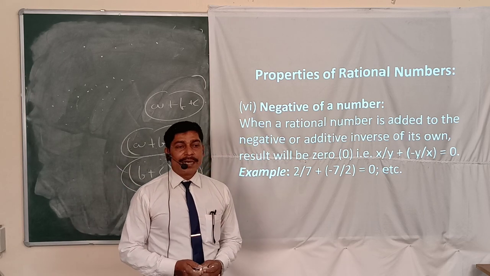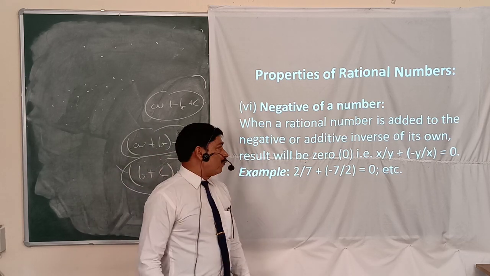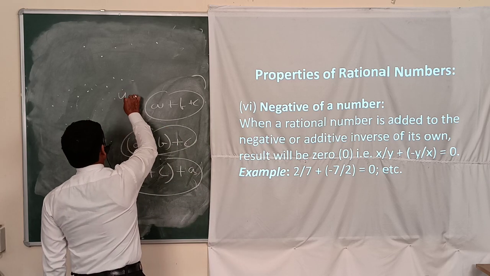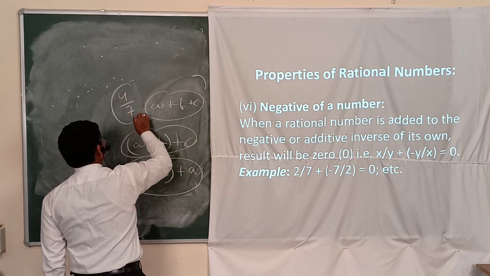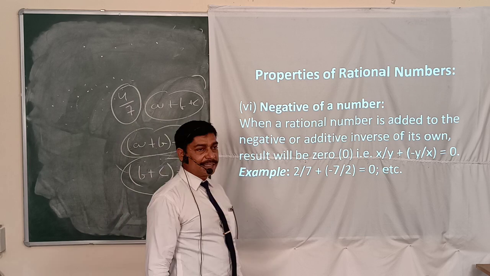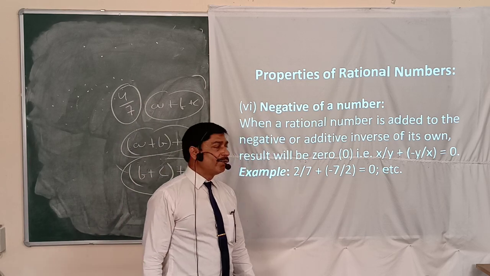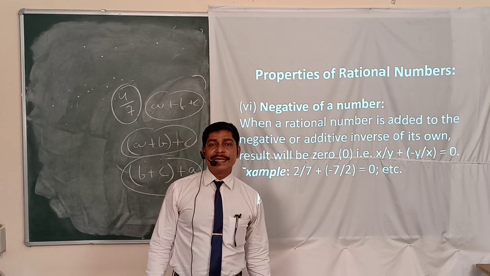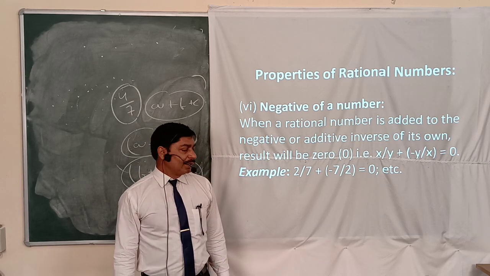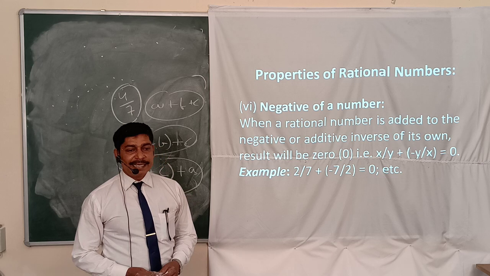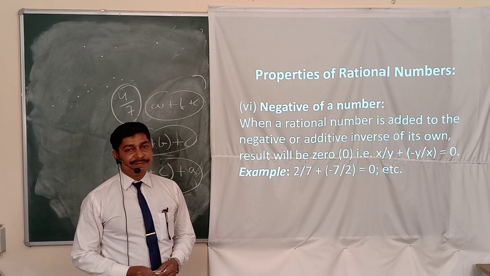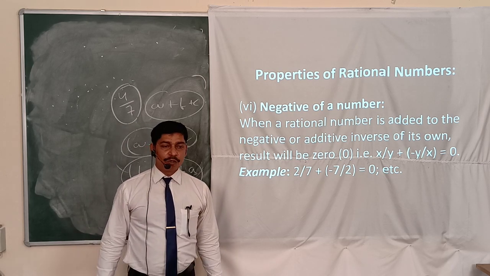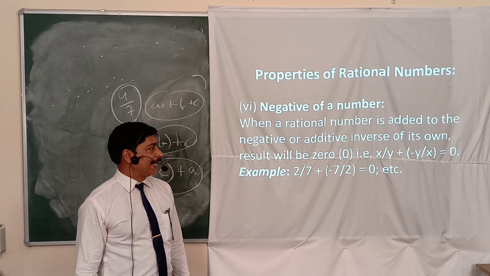The number is also called the additive inverse. Suppose we take a rational number 4 by 7, so its additive inverse will be minus 4 by 7. To write the additive inverse of any number, just write the same number, only the sign will change. If it is negative, it will become positive. If it is positive, it will become negative.